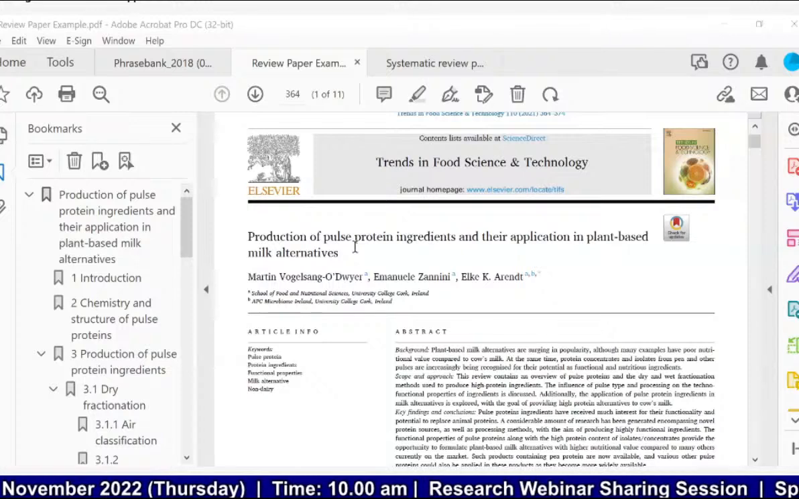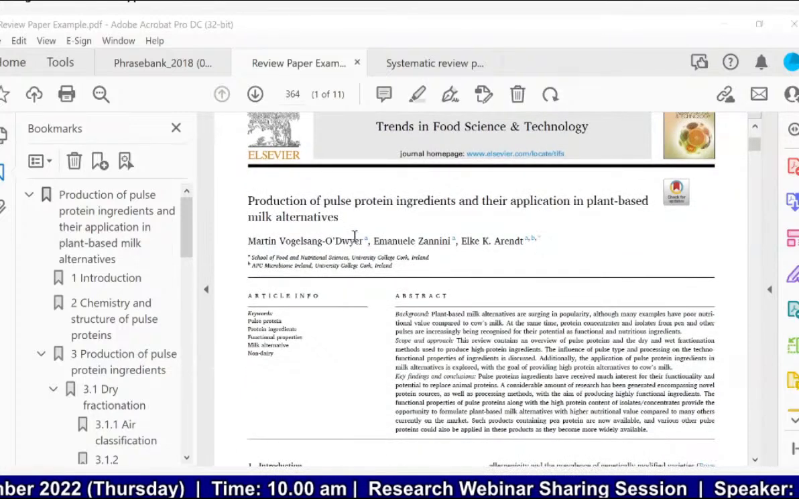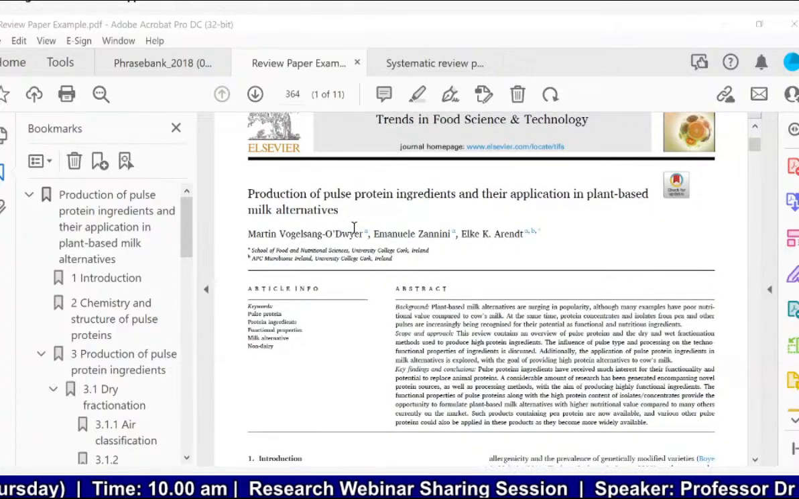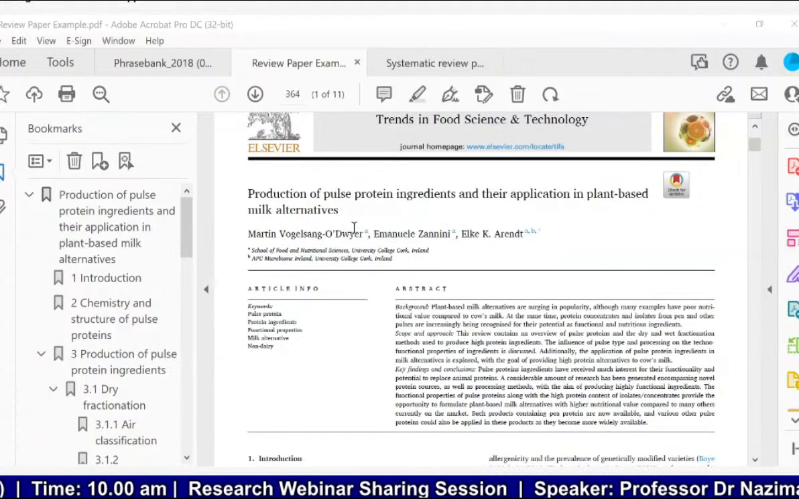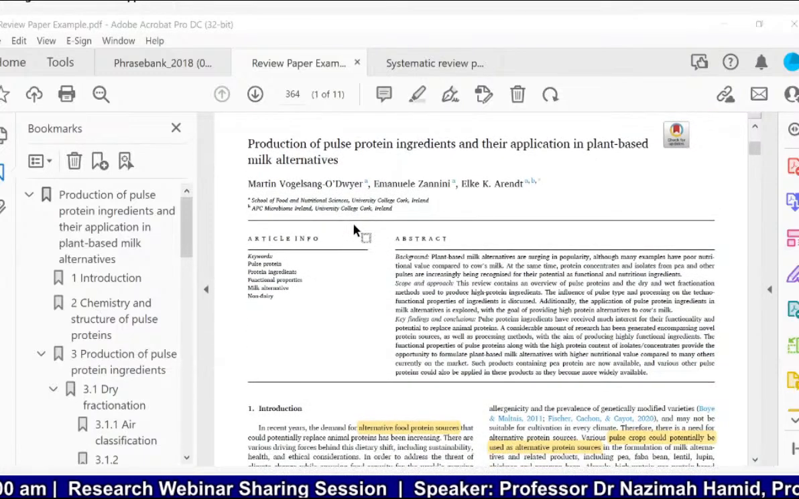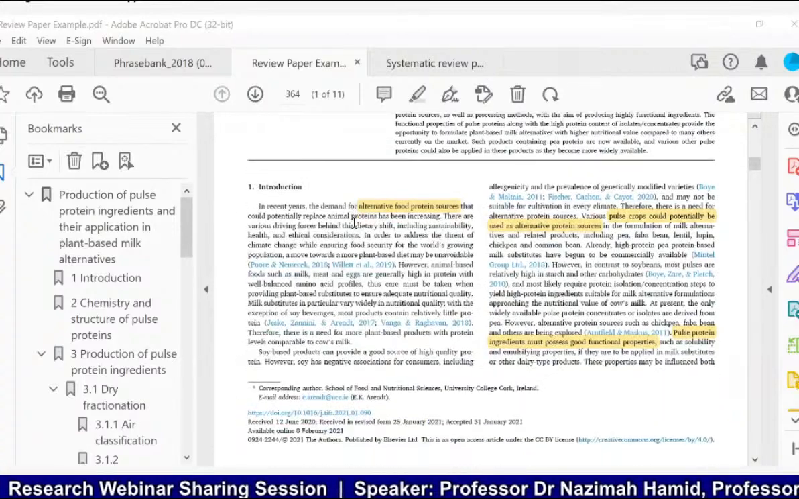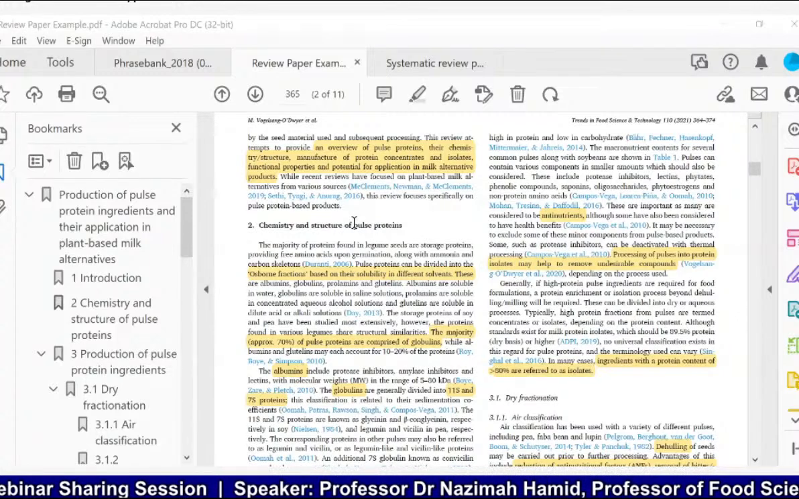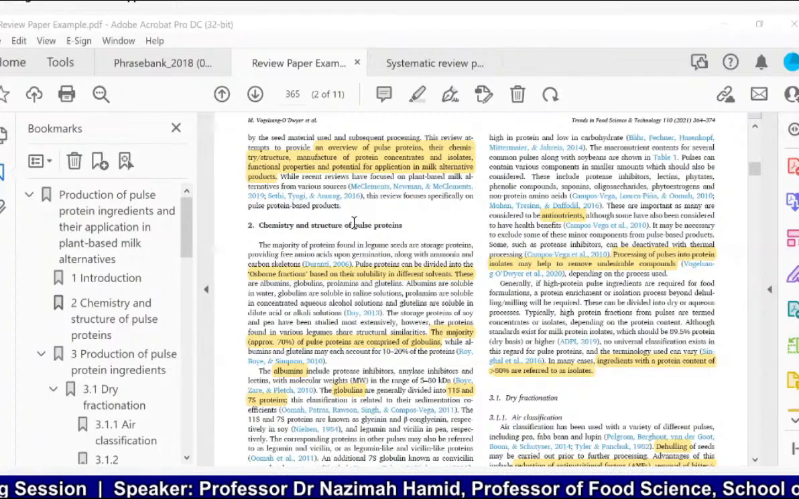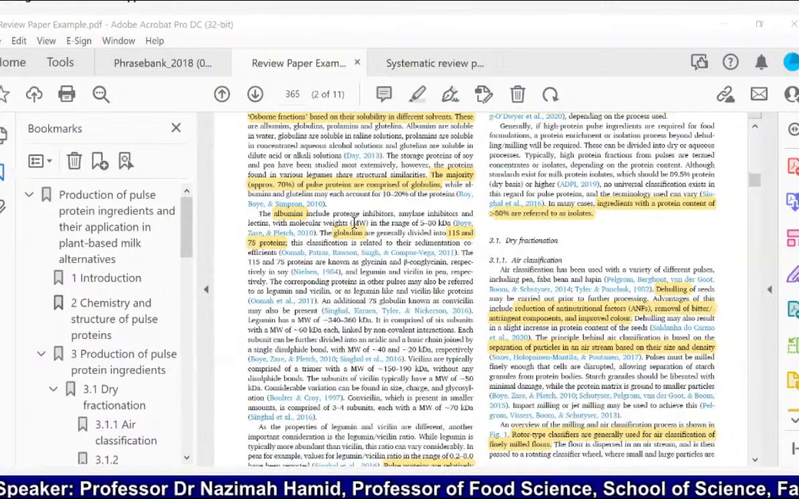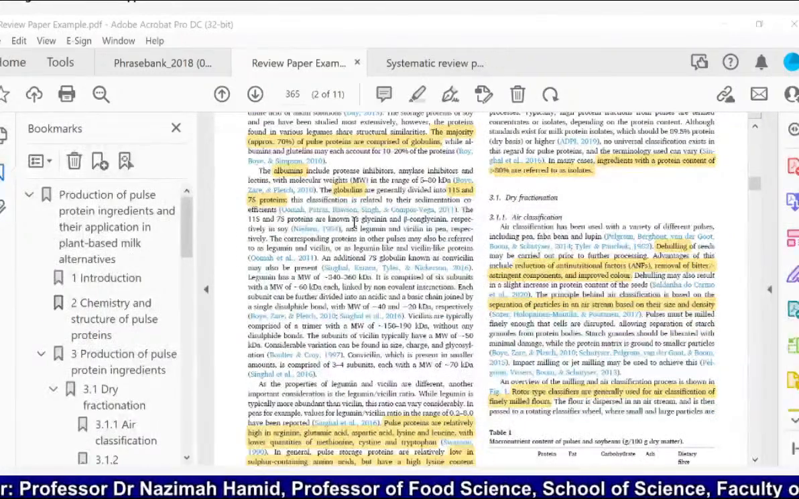And you can see it's not IMRaD, introduction, materials, methods, results, discussion. So it's not that. In a review, it's quite a different format. You just have your introduction, then you have the body of the topic that you are going to review. So it looks a bit like a textbook, but no, a textbook is quite different.